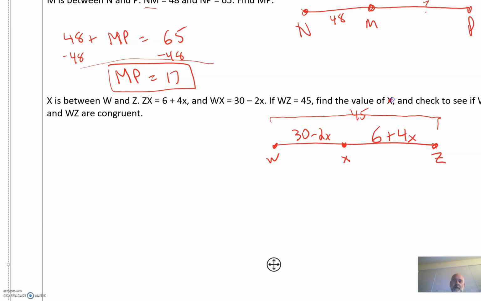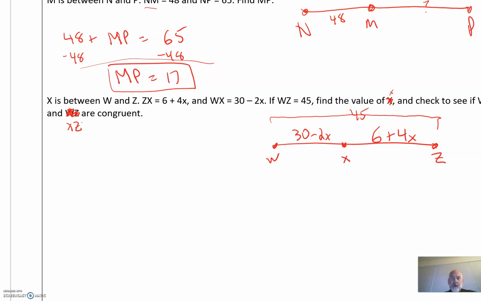One thing, this was supposed to be a small x. I think Word auto-capitalized it. Whoops. So that's little x. Find the value of little x and check to see if WX and WZ, that should have been XZ, sorry about that, a little typo, check to see if they're congruent.